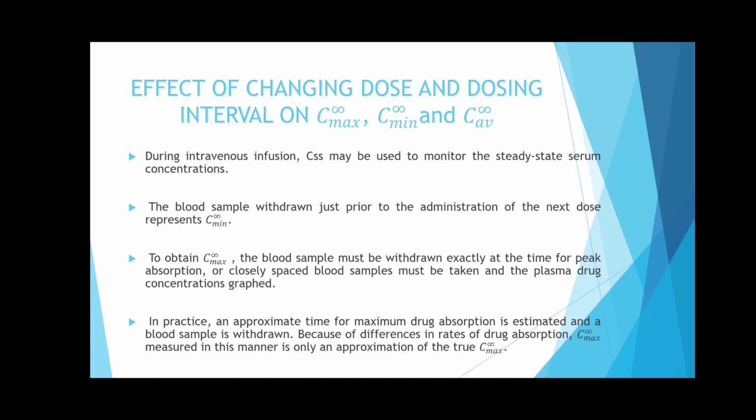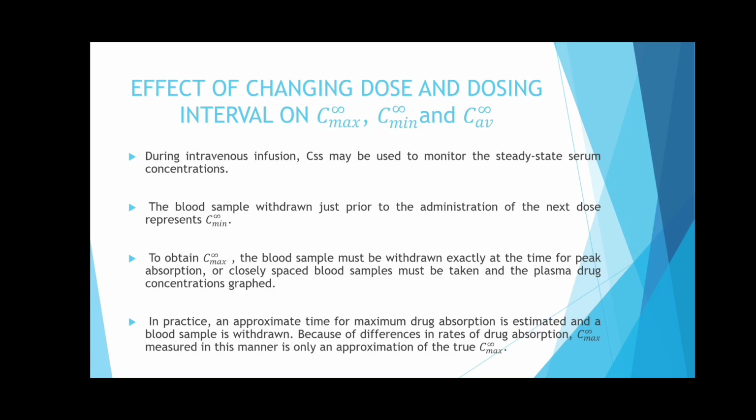Okay. Next, we'll talk about the effects of changing dose and dosing interval on the maximum steady state concentration, minimum steady state concentration, and the average steady state concentration. So, what are the maximum and minimum steady state concentrations? They are nothing but the peaks and troughs. Maximum steady state concentration is the peak, minimum steady state concentration is the trough, and the concentration in between these peaks and troughs will be your average steady state concentration.